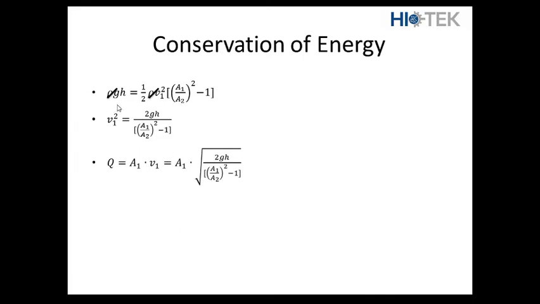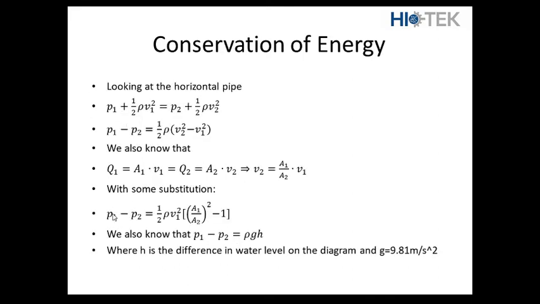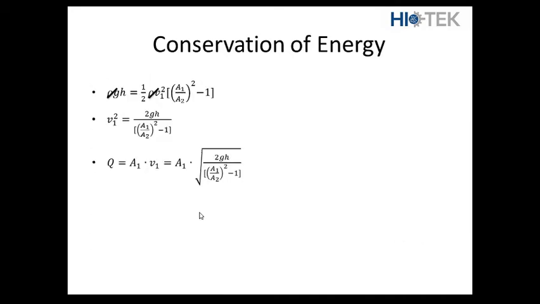And so if we put that rho g h equal to the right-hand side of the equation, we can cancel out the rhos, and we solve for V1. V1 squared is 2gh over that ratio of areas squared minus 1. And if we want to look at this as a flow rate, we'd say it's A1 times V1, and V1 is the root of that.